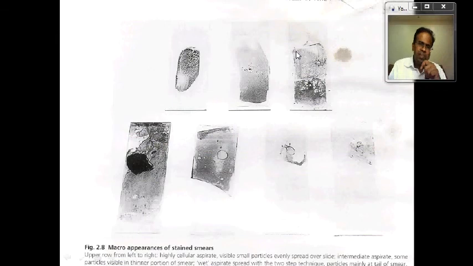On the bottom we see bad examples. On the left-hand side there is a big clot of blood on the slide. This slide is broken, and these two slides show very scanty material and are not well spread also. So getting the cells is one aspect, spreading it properly is the second aspect, and the third most important aspect is the fixation.